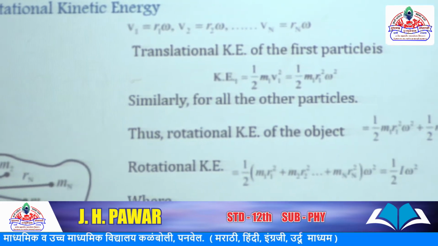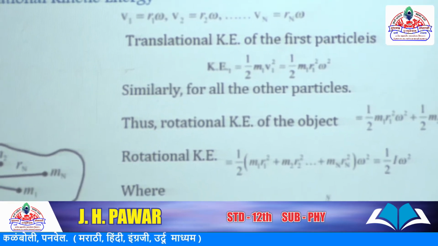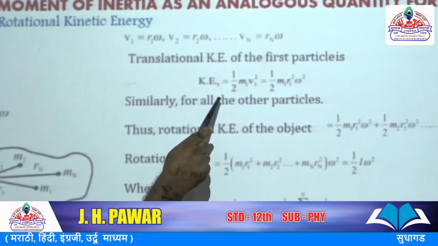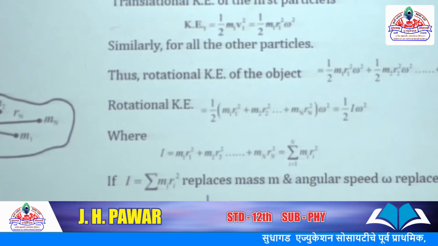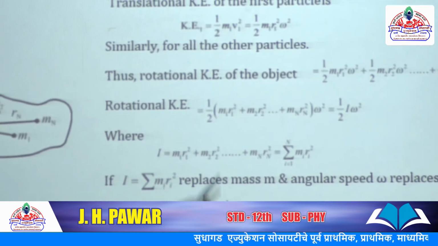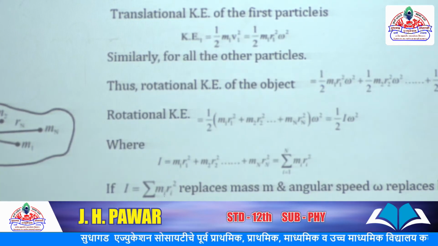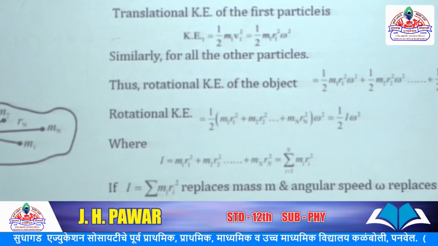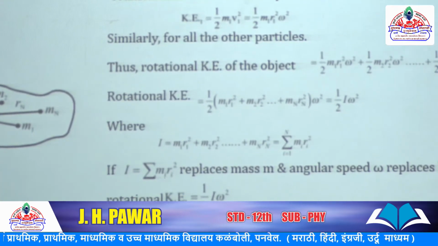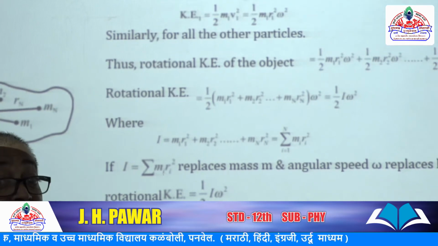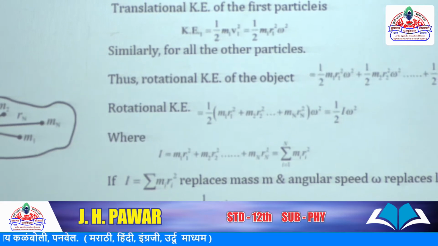We know kinetic energy equals half m v square. The first particle has mass m1 and its linear speed is v1. So its kinetic energy can be taken as half m1 v1 square. Then v1 is substituted as r1 omega, so the equation becomes half m1 r1 square omega square. Similarly, we can take the translational kinetic energies of other particles as half m2 r2 square omega square, half m3 r3 square omega square, and so on.